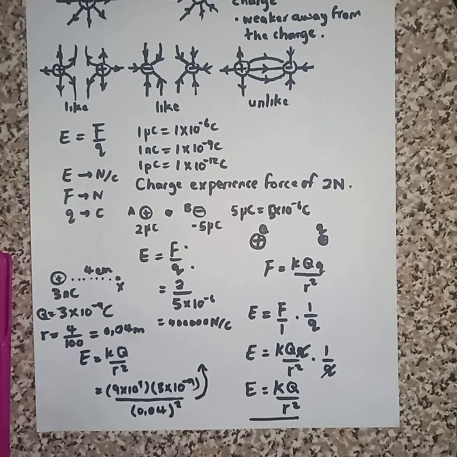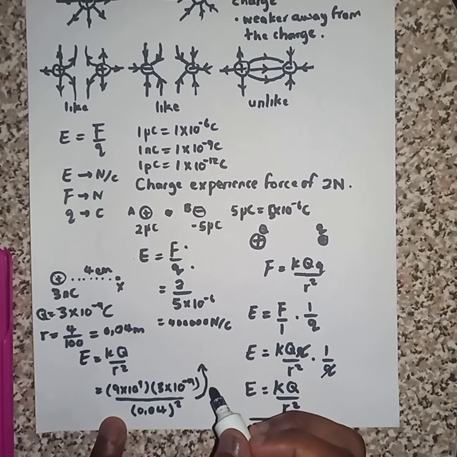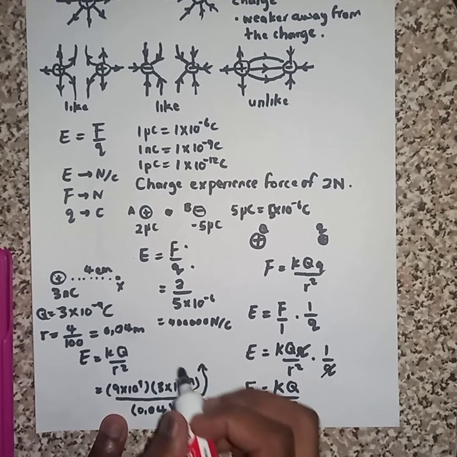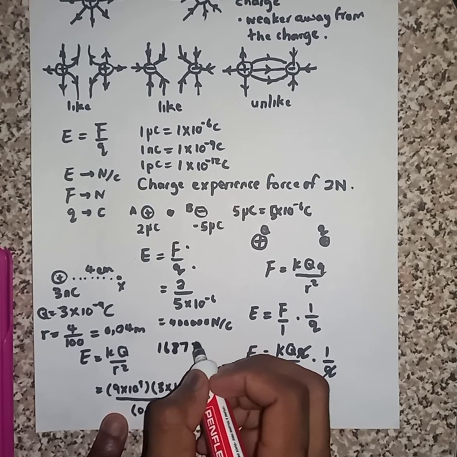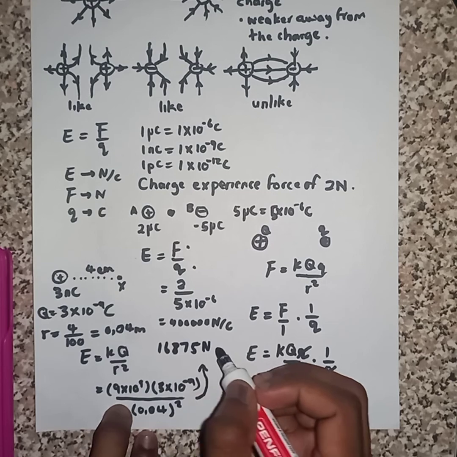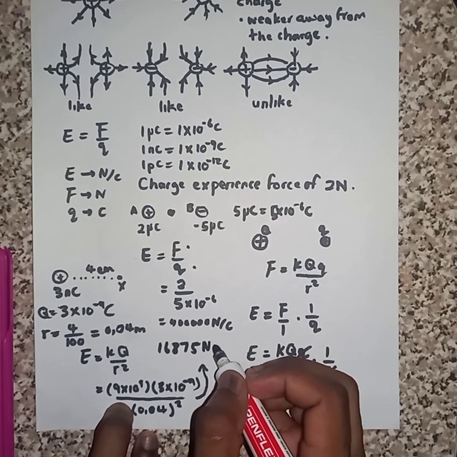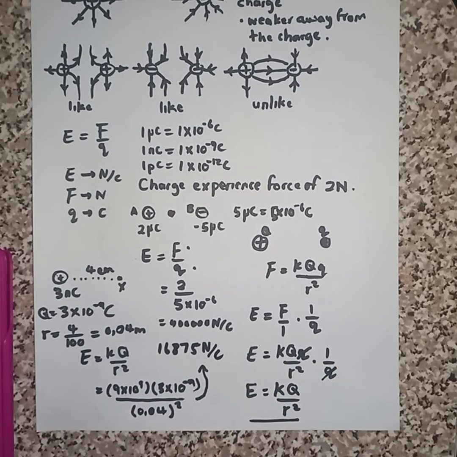Which is going to be 9 times 10 to the power of 9 times 3 multiplied by 10 to the power of minus 9, divided by 0.04 squared. Then we are going to get, let me double check. Yes, we are going to get 16875 newton per coulomb. Then let us determine a direction from here.